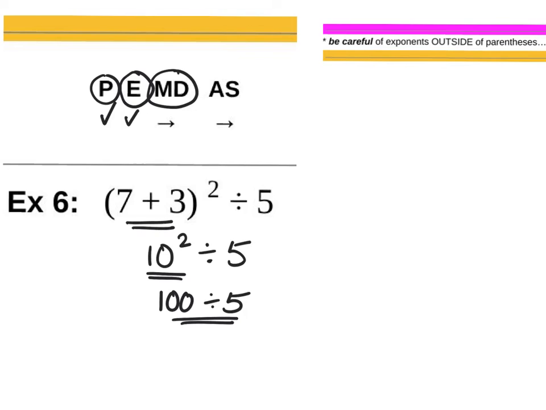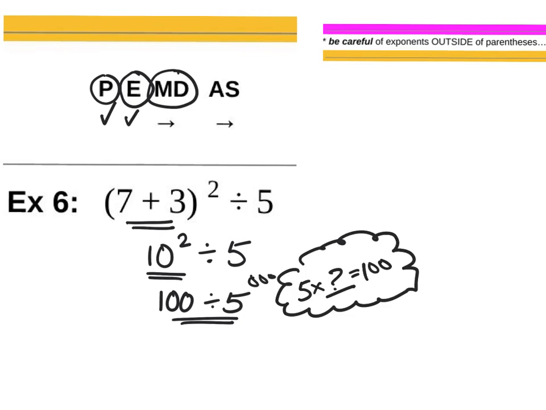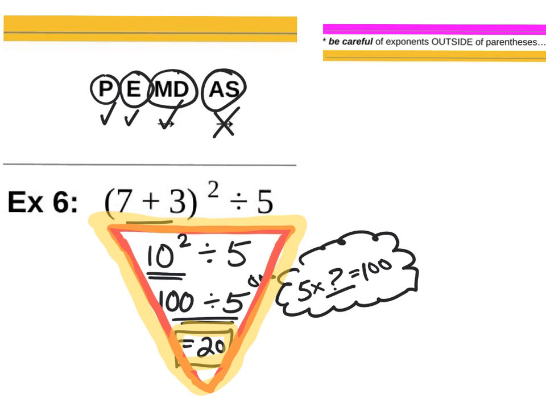I've got only one operation left. It's division, so let's do it. 100 divided by 5, or 5 times what is equal to 100? That would be 20. Step 3 is done. Step 4 is done because there's no more operations. You did it. Super work.